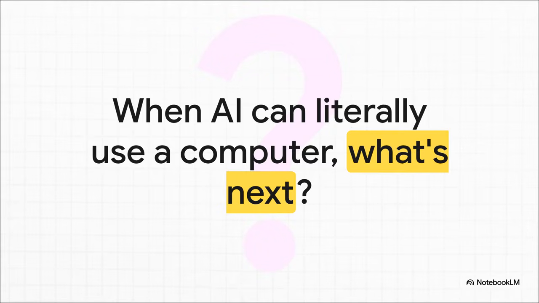So, where does all this leave us? We've just looked at a technology where an AI can see, act, and operate a computer all on its own. It takes AI from being a chatbot and turns it into a true digital worker. Which brings us to the one huge final question. When AI can literally use a computer, what's next? Are we about to have digital coworkers sitting next to us? Now that is something to think about.